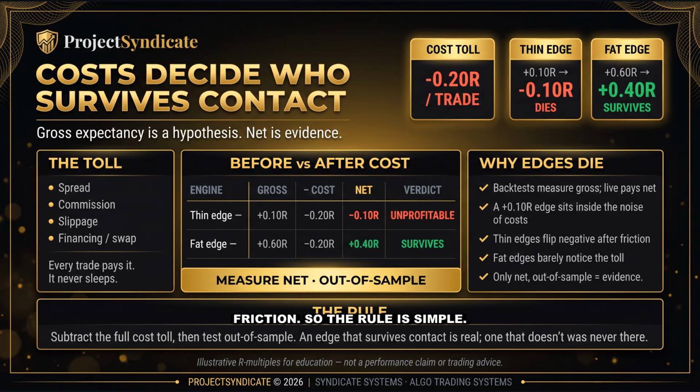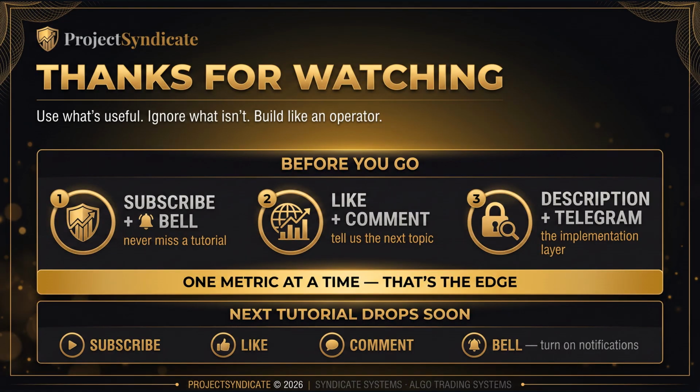So the rule is simple. Subtract the full cost toll, then test out of sample. An edge that survives contact is real. One that doesn't was never there, no matter how good the win rate looked. That's the tutorial today. One metric, understood properly, is worth more than 100 you half know.